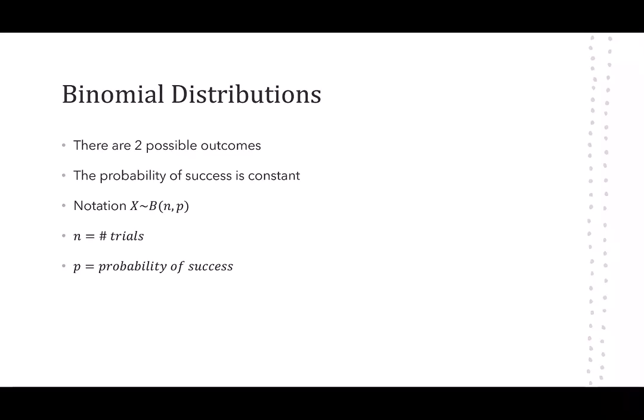The probability of success is constant, so no matter how many times we repeat this experiment, we would have the same probability each time. Our notation looks like X with a little squiggle, B in P. This tells us that our distribution follows a binomial distribution. The n is the number of trials we're going to do, and the p is the probability of success for each trial. So let's look at our example.